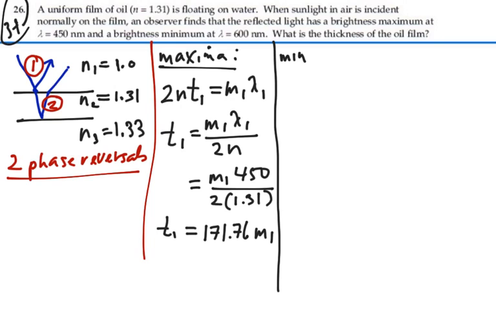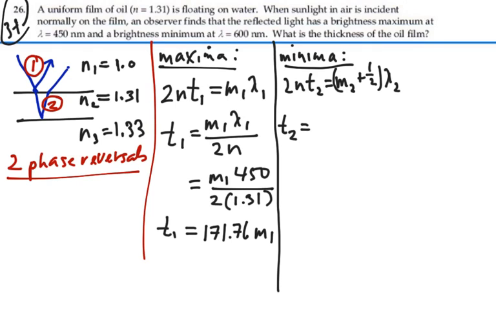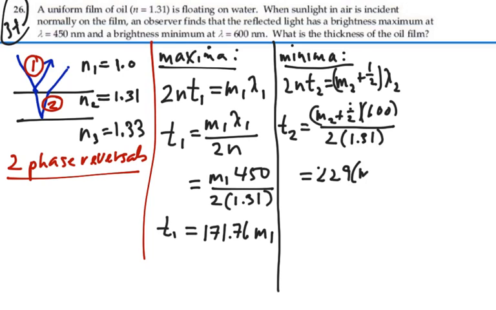For minima, we would have that 2n times thickness T2 is equal to some integer number, m2, plus 1/2, times lambda 2. Solving for T2, we have T2 is equal to m2 plus 1/2, and we observed this to be at 600 nanometers, over 2 times 1.31. So that is equal to what? 229 times m2 plus 1/2.